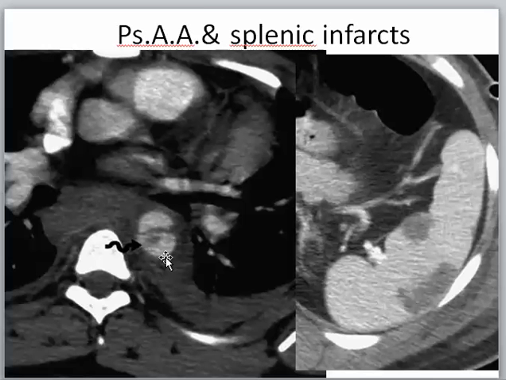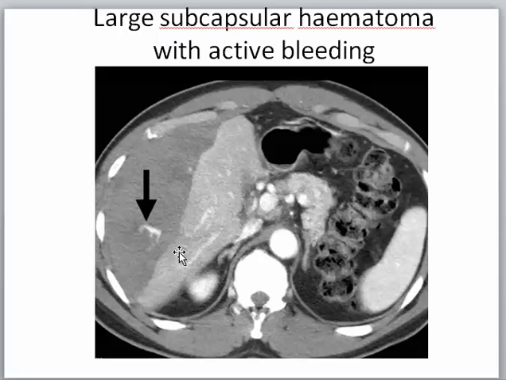Here is a pseudo aortic aneurysm with resultant splenic infarcts. And here we got large subcapsular hematoma. The liver is compressed here and there is a collection in this area and not free. It's not free in the abdomen, it is localized in this. So it is a subcapsular hematoma with active bleeding inside.